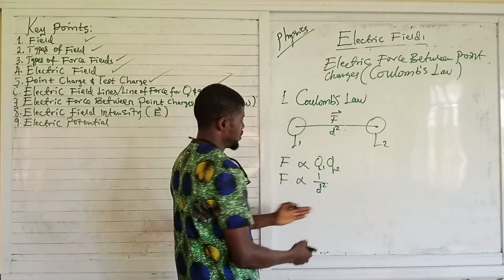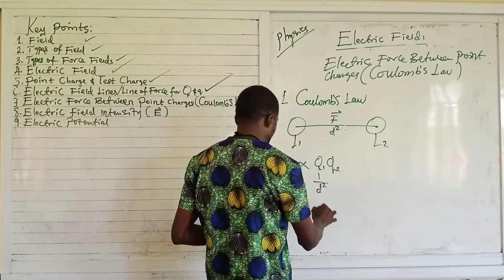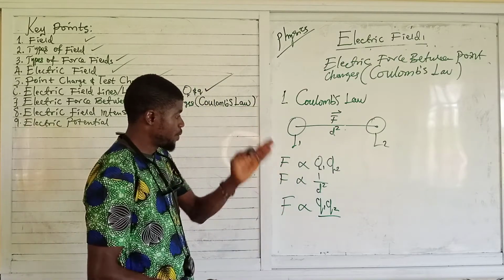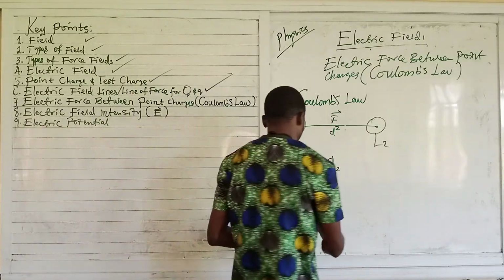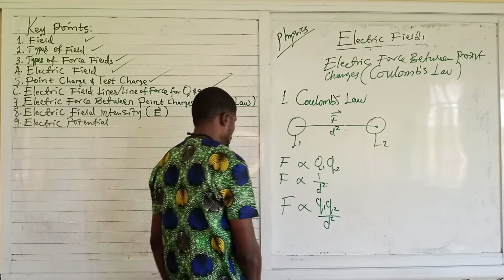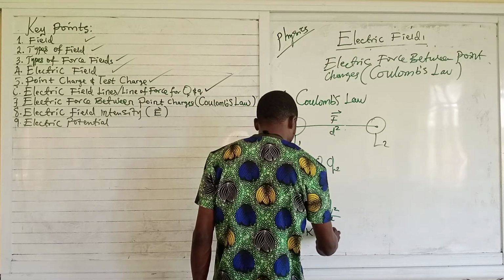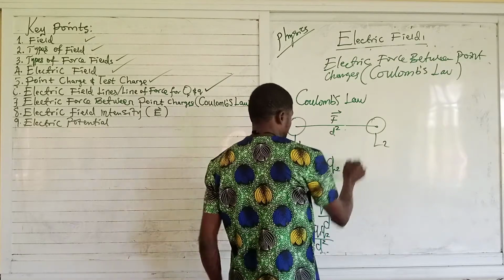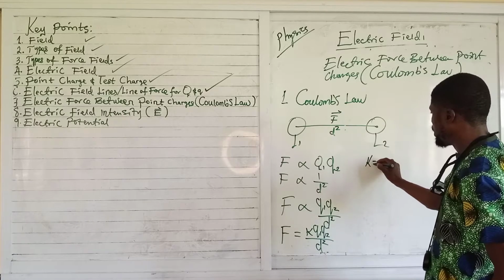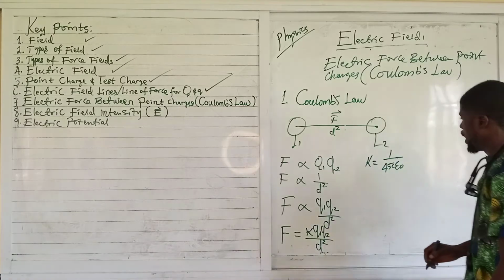So combining these two variations together, we have what is called a joint variation: F is directly proportional to Q1 Q2, and inversely proportional to the distance between them squared. Removing the sign of proportionality, we write that F is equal to K Q1 Q2 divided by D squared. Is that all? That is not all. What is the value for K? K is a constant of proportionality given to be 1 over 4 pi epsilon naught. That is the value for K.